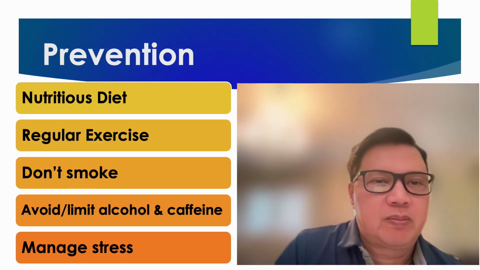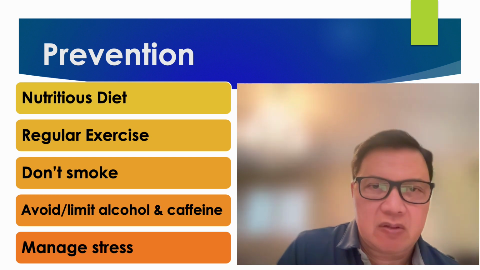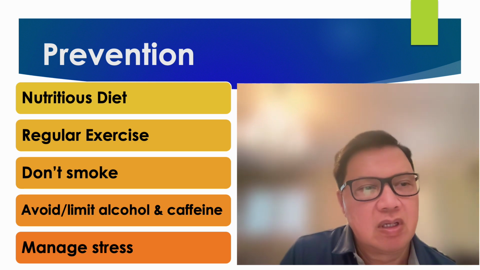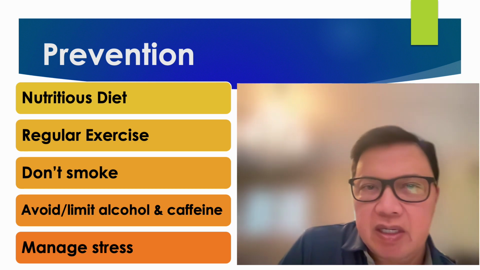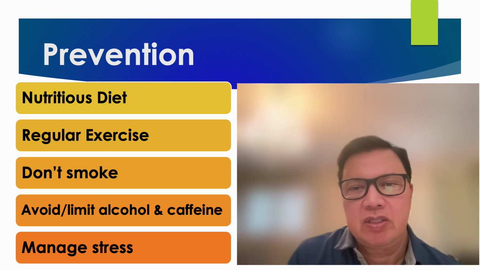And then prevention: you need to make sure you stick with a healthy diet, meaning a cardiac diet. You need regular exercise, don't smoke, avoid alcohol, caffeine, and drugs like methamphetamine, and manage your stress carefully.